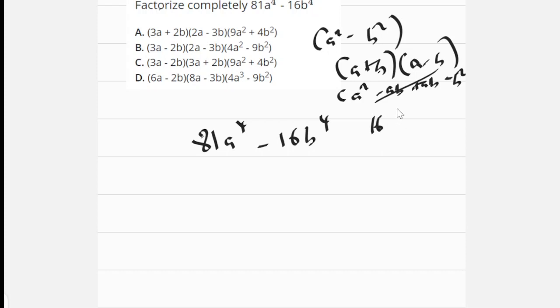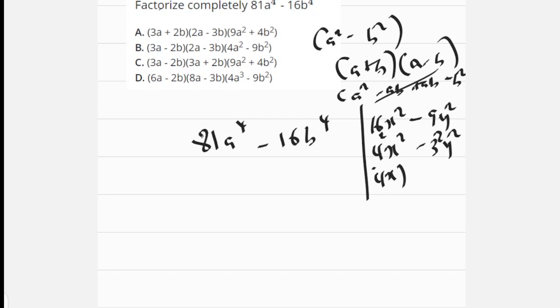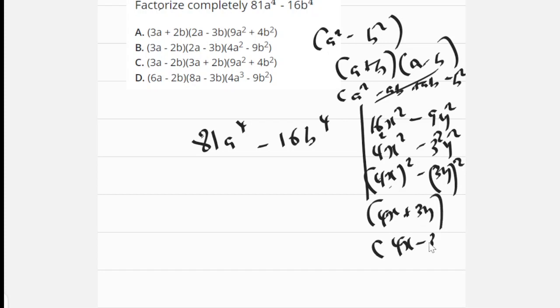It means 16x squared, I hope you understand now, minus 9y squared. If you don't want to stress yourself, this is going to give me what? 4 squared x squared minus 3 squared y squared. Then you can also rewrite it as 4x everything squared minus 3y everything squared. Since you have it as the difference of two squares like this, it's going to give me 4x plus 3y, 4x minus 3y: the first one plus the second one, the first one minus the second one.